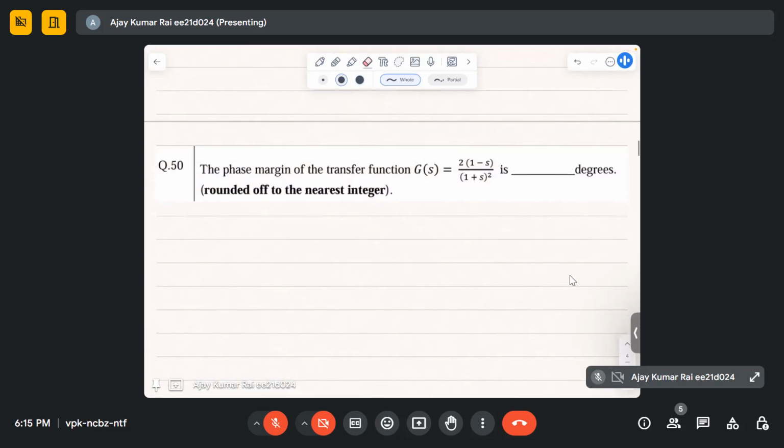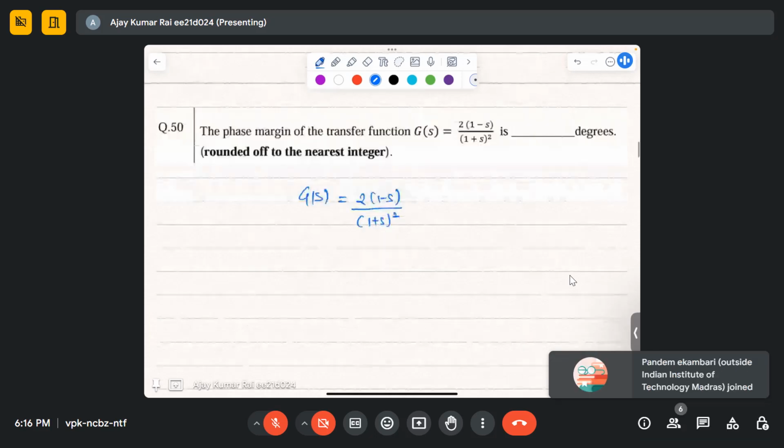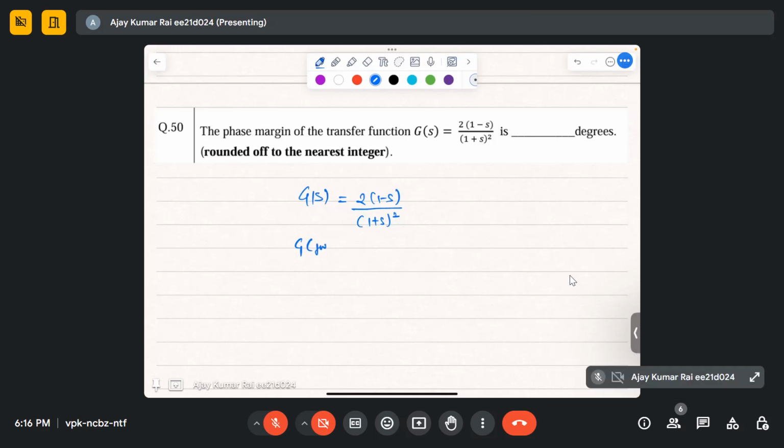The phase margin of the transfer function G(s) is, okay, so we are given this transfer function, and you have to find the phase margin. So let's do all the steps to find the phase margin. This is the transfer function, right? So let's first find the sinusoidal transfer function. What we do is replace s with j omega, right?